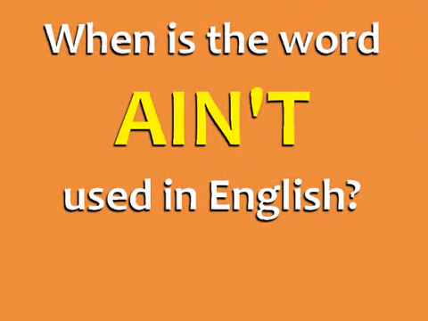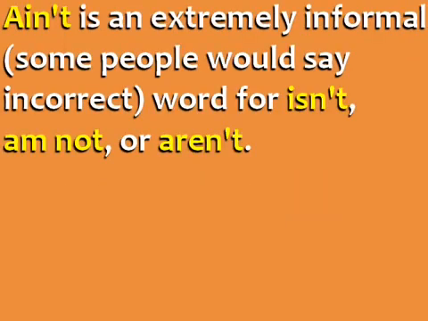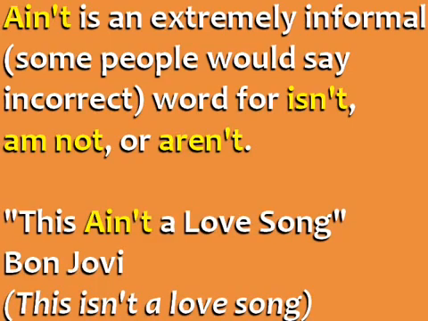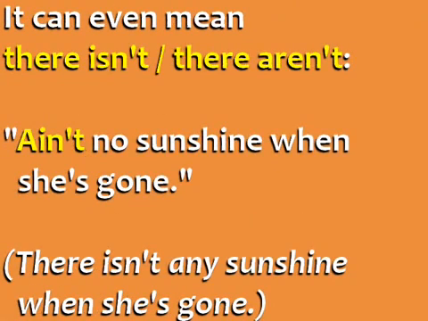When is the word ain't used in English? From espressoenglish.net. Ain't is an extremely informal, some people would say incorrect, word for isn't, am not, or aren't. You might hear the word ain't in movies or in songs like "This Ain't a Love Song" by Bon Jovi. That means this isn't a love song. Ain't can even mean there isn't or there aren't. For example, in the song lyric, "Ain't no sunshine when she's gone," it means there isn't any sunshine when she's gone.